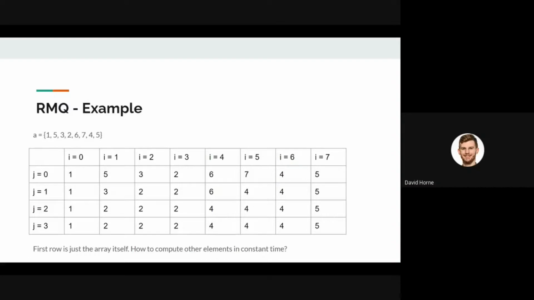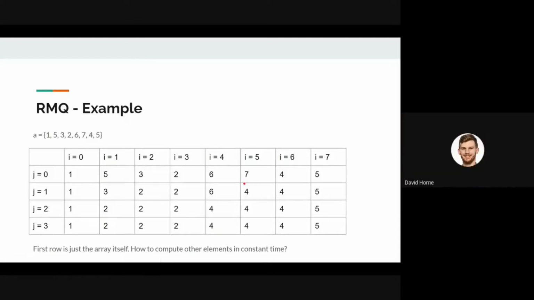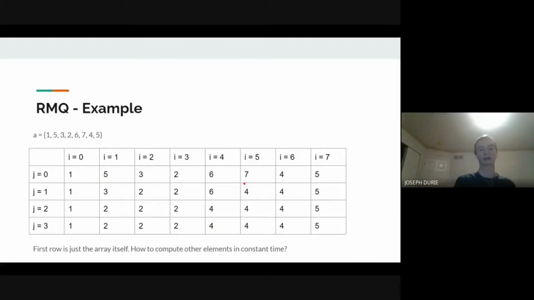So this is going to take n log n time to construct? Right, so that's what we're going to get into now. There are n log n elements here, right? But it's not immediately clear how to construct the table itself in n log n time. For the first row, you can obviously get each of those in constant time because they're just elements of the array. But can you guys see how to construct the other elements in constant time?